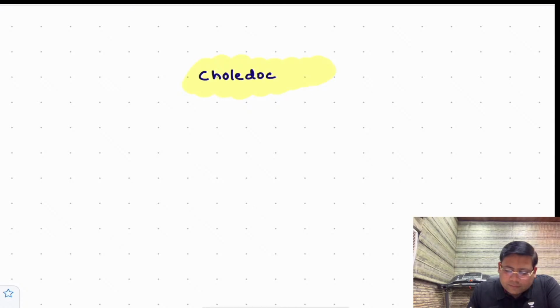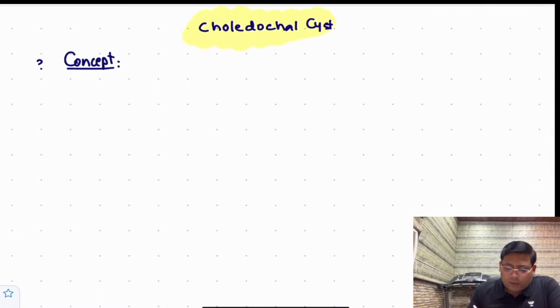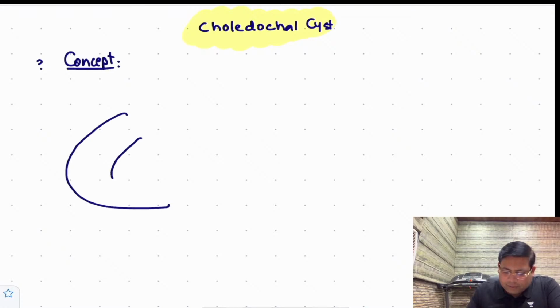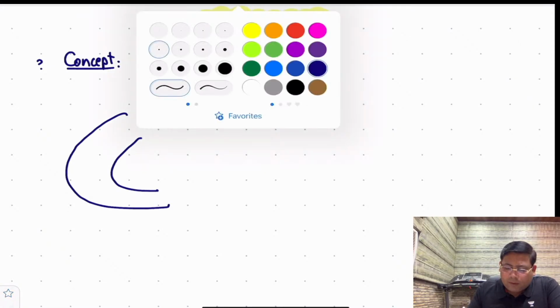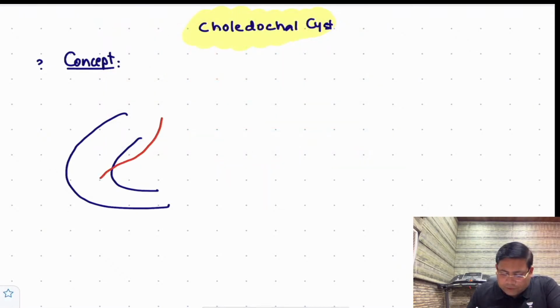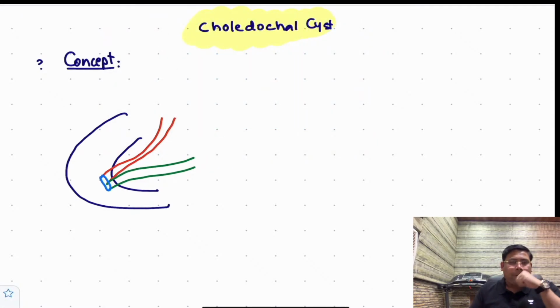Choledochal cyst. When we talk about the choledochal cyst, what is the concept of choledochal cyst? It's very, very important. Majority of them, now try to understand, this is the duodenum. This is the common bile duct which is coming down. And this is the main pancreatic duct. And together they are going to form the what? Ampulla of Vater.